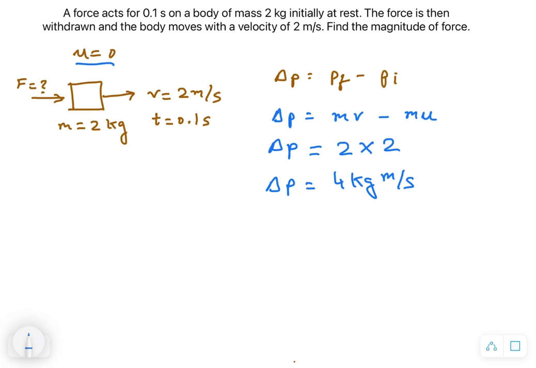Rate of change of momentum is force. Force is equal to delta P by t. So now let us substitute the values. 4 kg meters per second divided by time, which is 0.1 second. So this will be 40 newtons. The magnitude of force acting on this body is 40 newtons.